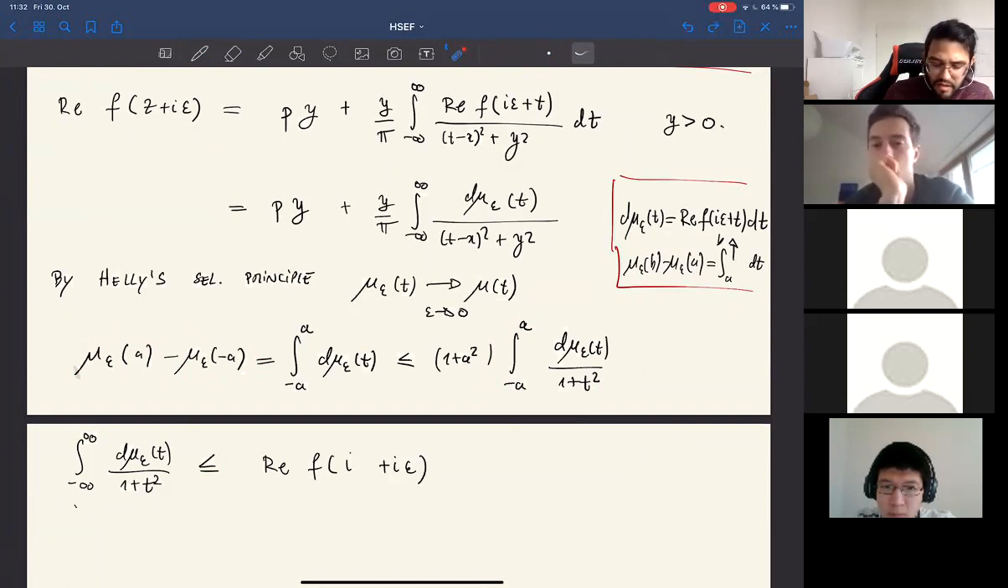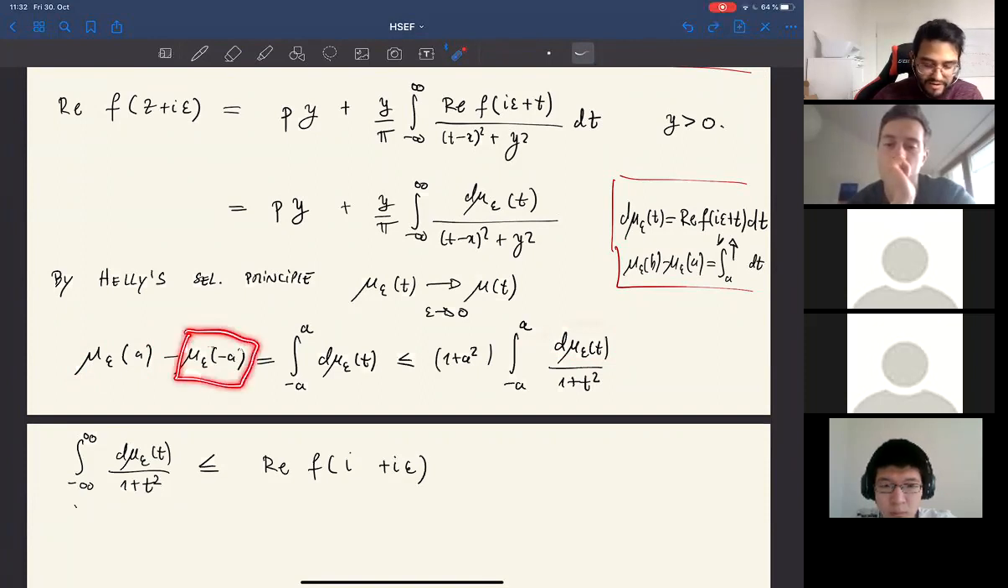Well, what I'm saying is, Helly's selection principle, you can always... There's still a minor problem here, which is that I know that this difference is uniformly bounded. How do I know that each one is? Well, mu epsilon defines the same measure modulo adding a constant. So for instance, I could just add this constant here and redefine mu epsilon.